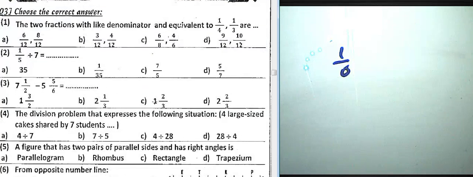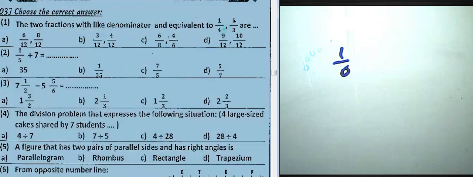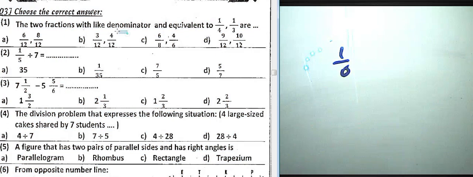Choose the correct answer. The two fractions with like denominators equivalent to one fourth and one third. 3 times 4 equals 12, 3 times 1 equals 3, 4 times 1 equals 4, and 3 times 4 equals 12. The result will be 3 over 12 and 4 over 12.